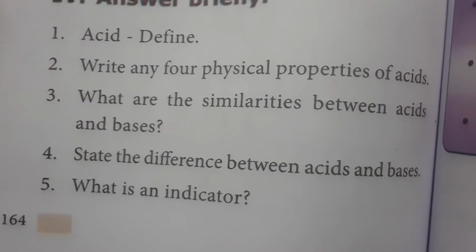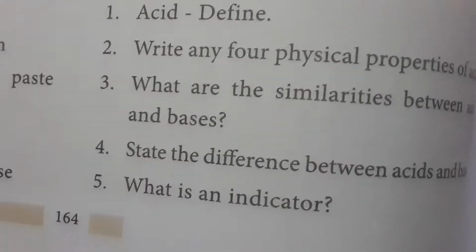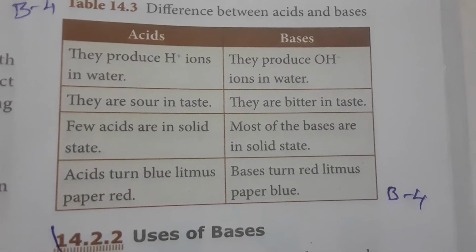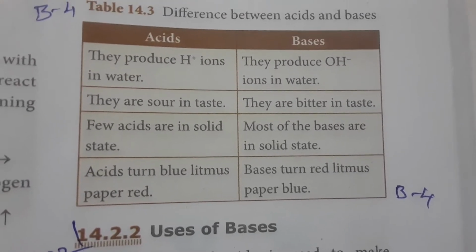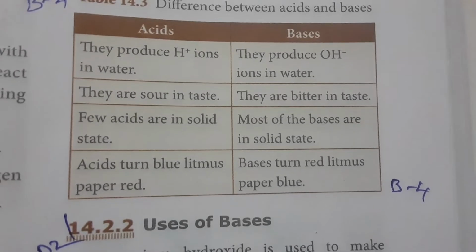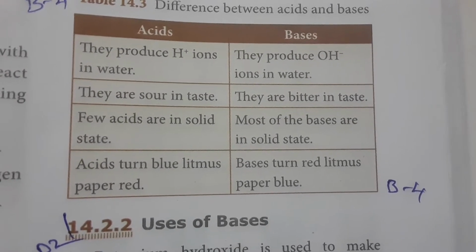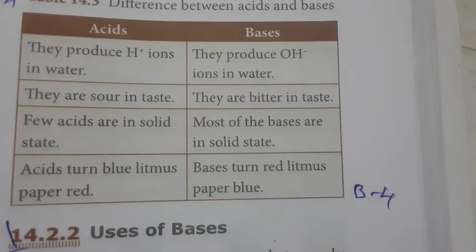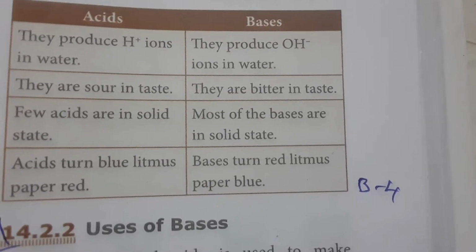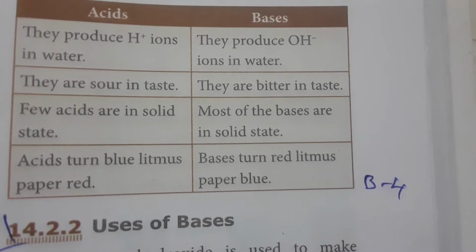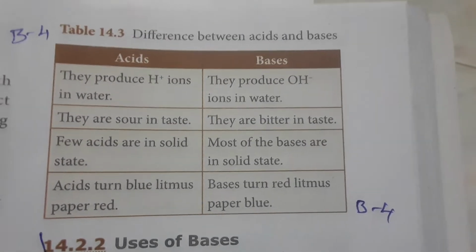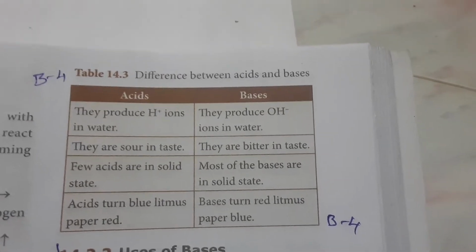Next one, state the difference between acids and bases. So what are the differences? Acids produce hydrogen H plus ions in water. Acids are sour in taste. Few acids are in solid state. Acids turn blue litmus paper red. Bases produce hydroxyl ions in water. They are bitter in taste. Most of the bases are in solid state. Bases turn red litmus paper blue. So these are the differences between acids and bases.